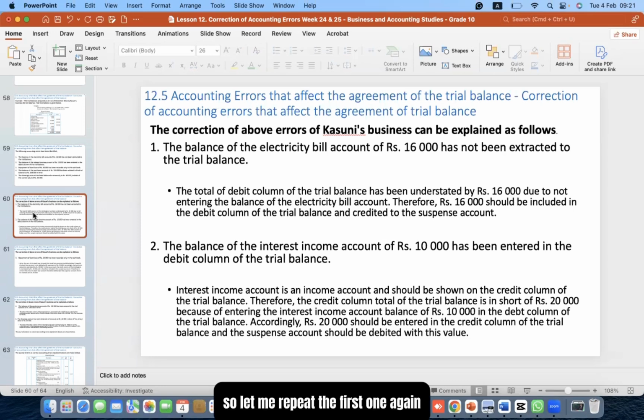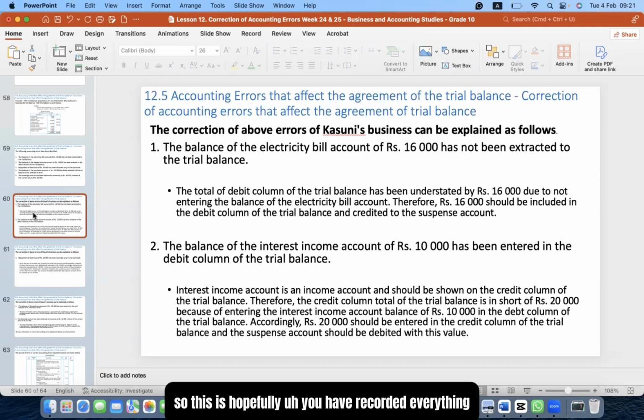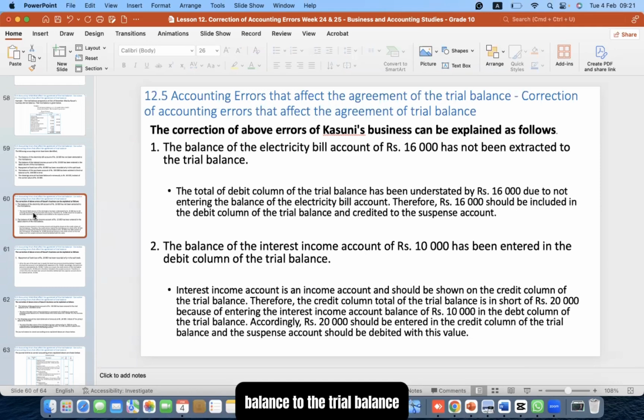So let me repeat the first one again. The balance of the electricity bill account of rupees 16,000 has not been extracted to the trial balance. So hopefully you have recorded everything correctly in the ledger account. Only when you were extracting the ledger account balance to the trial balance, you made that error. Okay, you have not extracted it.